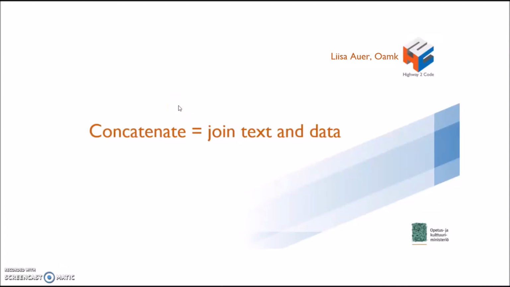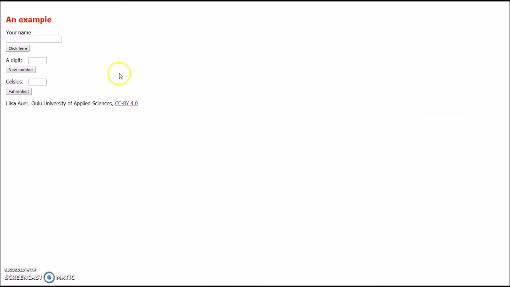Hello. In this video we shall have a look at how you can join text and data together, especially when printing them on a user interface. So now I have here this example, but there is no text here on printing, so I print text and data at the same time.